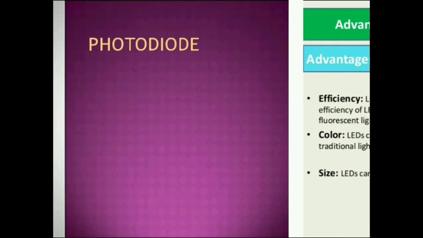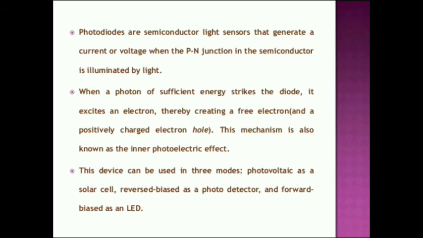Okay, so coming to the photodiode. Photodiodes are semiconductor light sensors that generate current or voltage when the PN junction diode in the semiconductor is illuminated by light. When a photon of sufficient energy strikes the diode, it excites an electron, thereby creating free electrons. This mechanism is also known as the inner photoelectric effect.